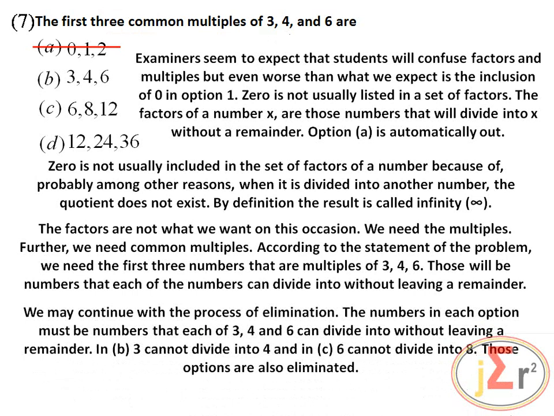We may continue with the process of elimination. The numbers in each option must be numbers that each of 3, 4, and 6 can divide into without leaving a remainder. In B, 3 cannot divide into 4, and in C, 6 cannot divide into 8. Those options are also eliminated. We need each one of these numbers to be divisible by each one of 3, 4 and 6. For 3, only 3 can go. So we know that this one is not correct. Or we may say 4, and 3 cannot go into 4 without leaving a remainder. It is eliminated. Also here, we have 8. 3 cannot go into 8 without leaving a remainder. That one is also eliminated. The correct answer is option D, by elimination.